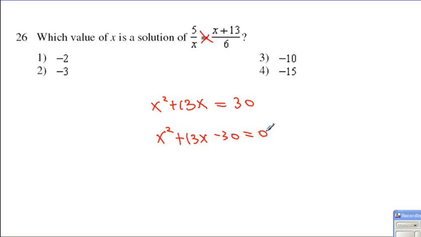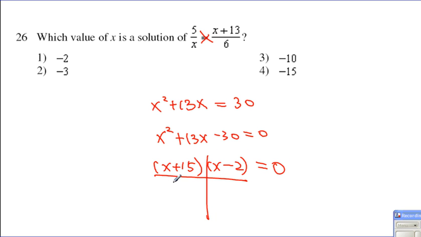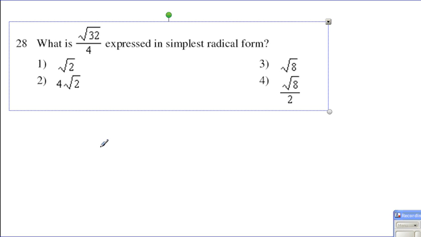Now bring 30 over to the other side, we have x squared plus 13x minus 30 is equal to 0. So which two numbers will multiply to negative 30 but add up to 13? It's got to be positive 15 and negative 2, so x plus 15 and x minus 2 equal to 0. That means once again t-chart, here x will be negative 15. Here x will be equal to 2. So the only thing that's possible seems to be this one, choice 4.